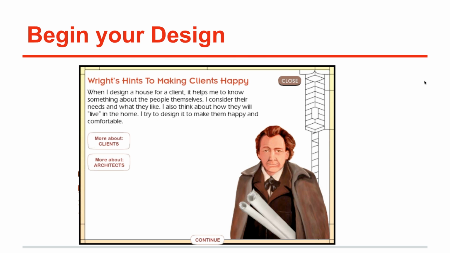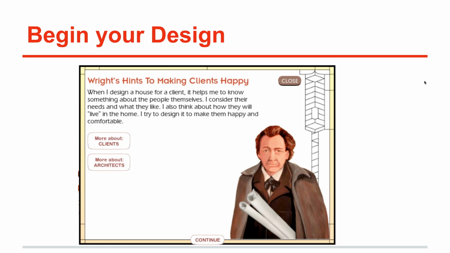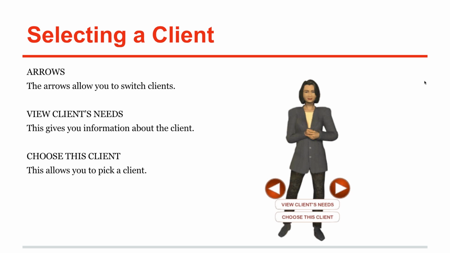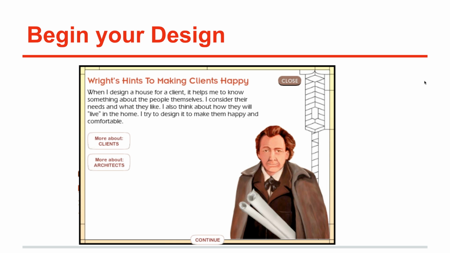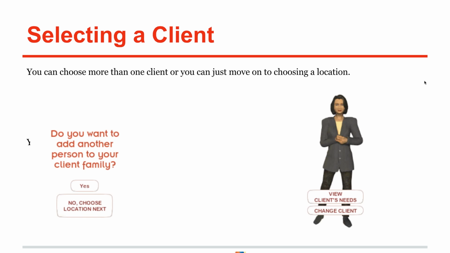All right, back to after you do begin your design. As I said, you end up getting this screen. You can close it out, and then you just go to your clients. If you want more information about background on clients, we pretty much covered everything on that already. So you can select your client. Now, as I was saying, you can choose more than one client, or you can just move on to choosing a location. That is up to you.